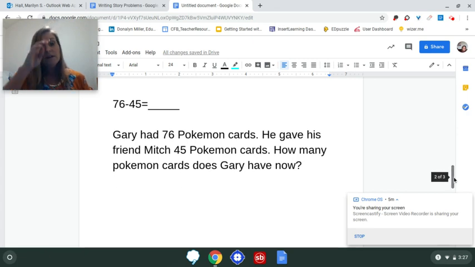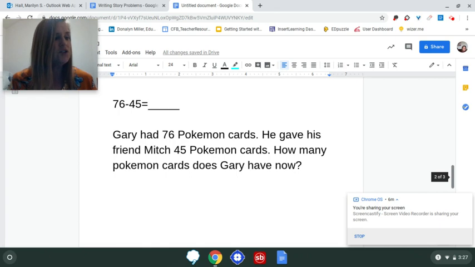Okay, so now I hope you were able to do that, but let's go ahead and try a subtraction situation, because I know that sometimes it's easier for us to do one or the other. So let's try this one. This one is 76 minus 45. So we have to come up again with another situation. This time, I'm going to use my son Gary's name and his friend Mitch. I know that my son always loved Pokemon cards. A whole lot like what y'all like. So I'm going to go ahead and use Pokemon cards as well.